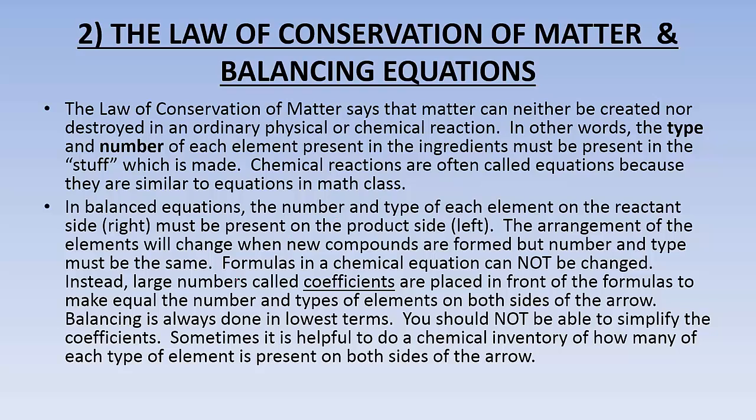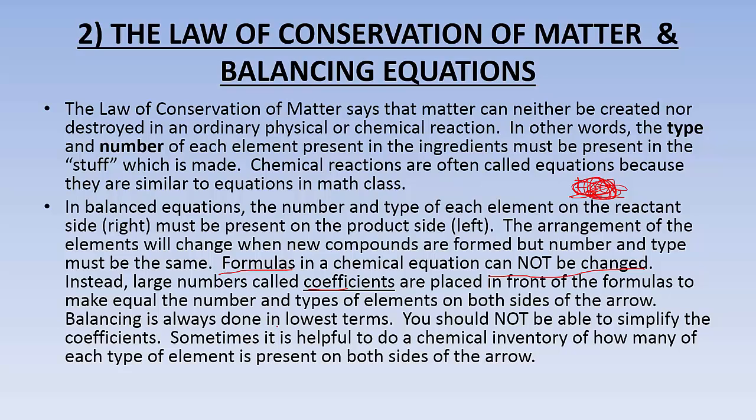on the product side. All right, so formulas in the chemical equations cannot be changed. If it's H2O, it's H2O. You can't say H2O2 because that's a totally different thing. You can't do that. Instead, large numbers called coefficients are placed in front of the formulas to make equal the number and types of elements on both sides of the arrow.